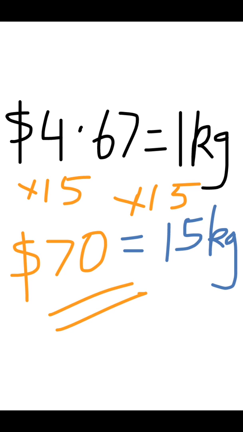So the main purpose, or the main rule behind this is always find for 1 unit. Always find your simplified rate based on your information, and then you'll be able to find what the question is asking you.